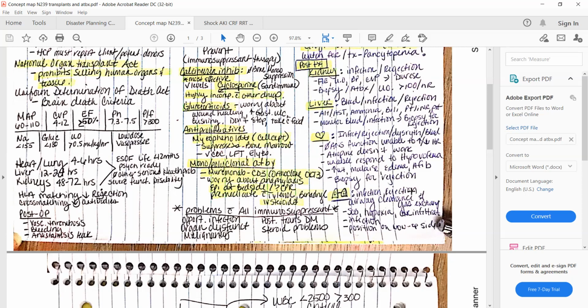And then lungs, okay: infection, rejection, airway clearance, and gas exchange is a problem because of the nerves that were cut. So what's going to be wrong if they reject? Shortness of breath, hypoxia. Okay, infiltrates, infection, position on the non-operative side.